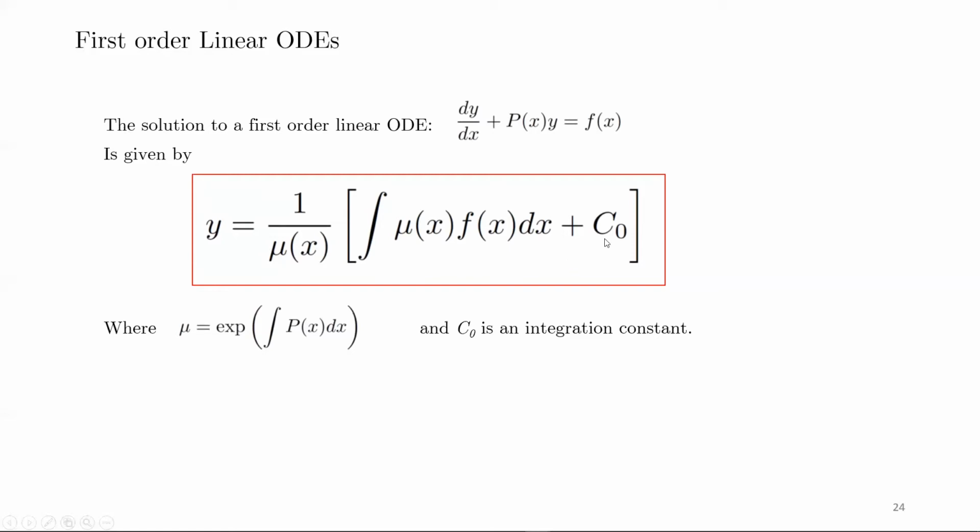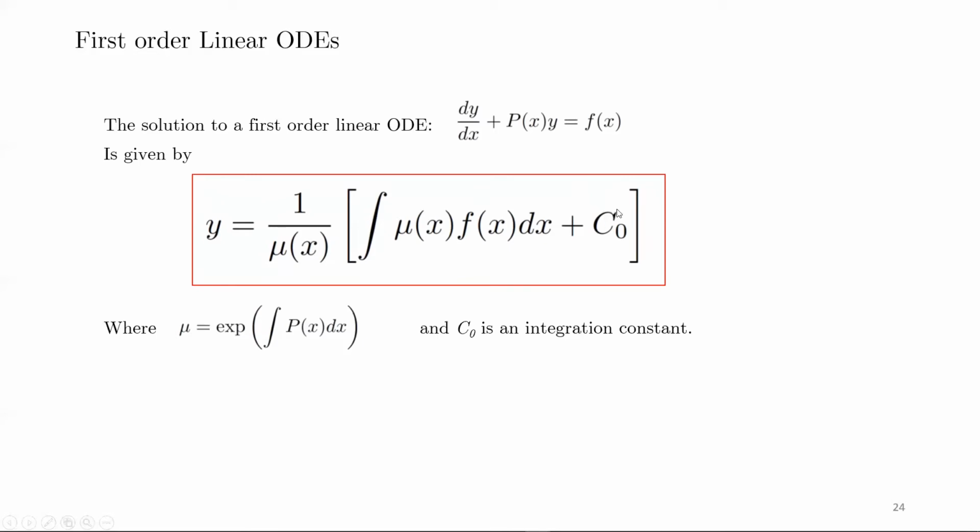Do not forget the integration constant. It is very important in this case. And also note that this factor out front, 1 over mu of x, and we have an expression for mu of x, right? This factor at the front is multiplying not only this integral, but also the integration constant. So this is why we cannot forget the integration constant, otherwise our solution will be wrong.